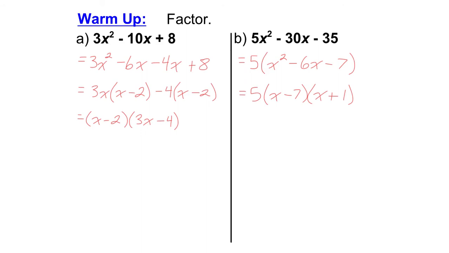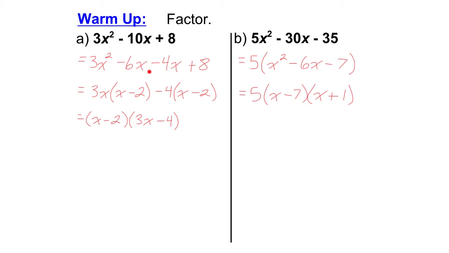And here you go. 3x squared minus 10x plus 8. 3 is not a common factor, so this is a complex trinomial. I decompose the middle term. So I need two numbers that add up to minus 10x and multiply to 3 times 8, which is 24. Okay, so that's where those numbers came from.